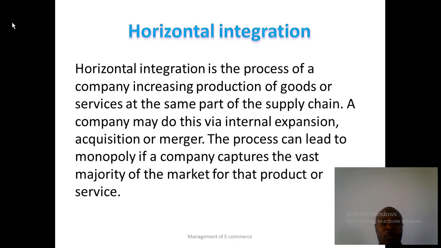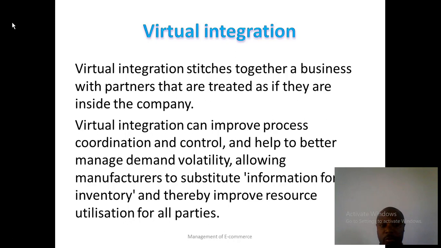Let's move on to another type of integration, which is virtual integration. Virtual integration stitches together a business with partners that are treated as if they are inside the company. Let me give you an example of the relationship between Choppies and Mascom. You can actually go to Choppies and access some of the Mascom services like MyZaka. That is a typical example of virtual integration. Virtual integration can improve process coordination and control and help to better manage demand volatility, allowing manufacturers to substitute information for inventory and thereby improve resource utilization of all parties.